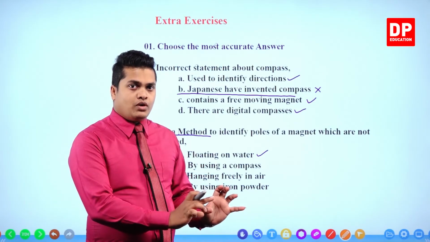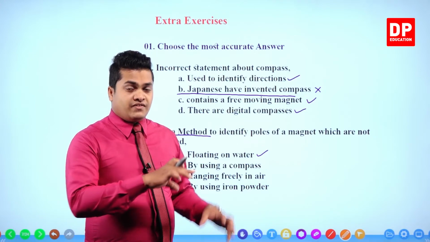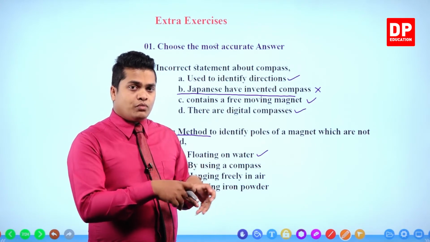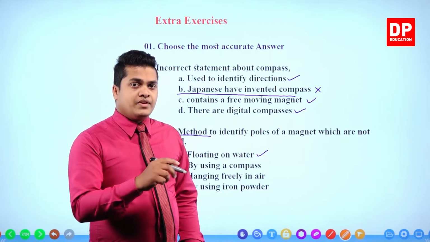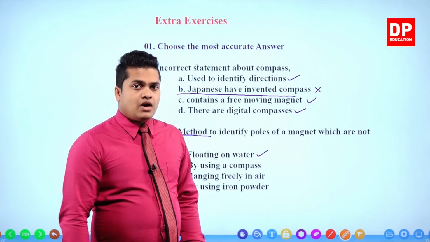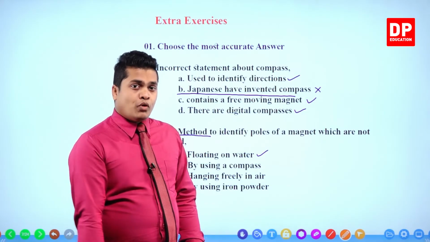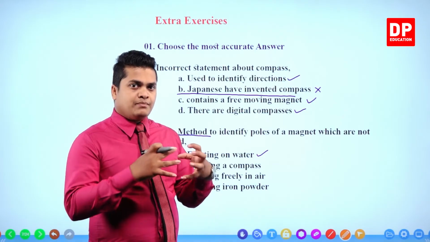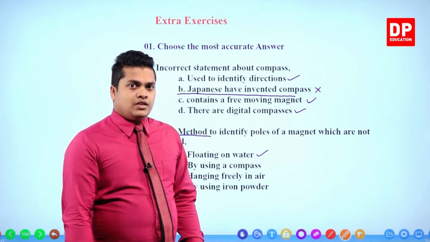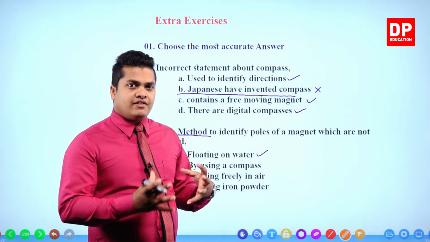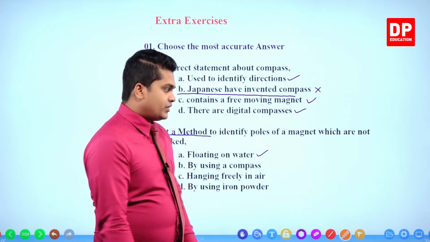If the north pole of the compass is attracted towards a terminal of the unmarked magnet, then that terminal is the south pole of it, because the opposite poles are the ones that get attracted, right? So that way we can find out the poles of an unknown magnet by using a compass. So it is also correct.